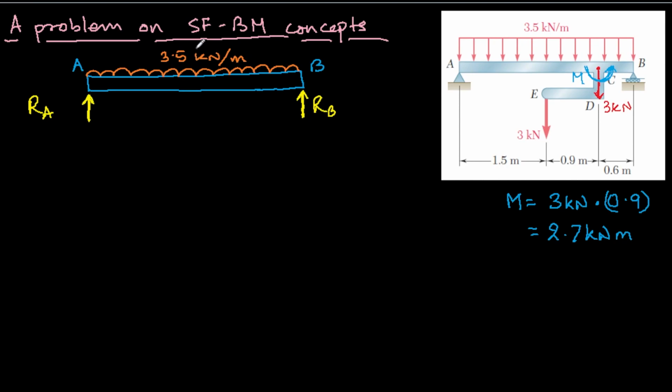Okay, and then we have these forces. So one force is at this location, it's of 3 kilonewton, and a moment acting, that is 2.7 kilonewton meter. Fine. So this is the setup. Now once we have handled this portion, now it's as simple as any other normal shear force bending moment diagram problem.